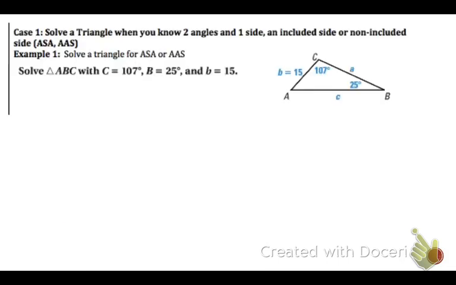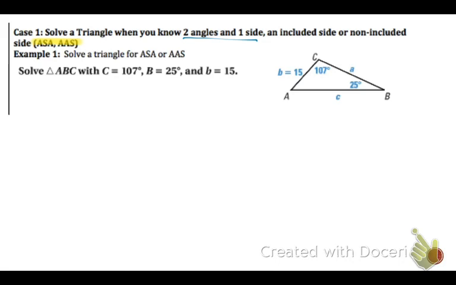Our first example is what we call a case 1. This is when we know two angles and a side, and it can either be the situation of an included or a non-included side. So angle, side, angle, or angle, angle, side.